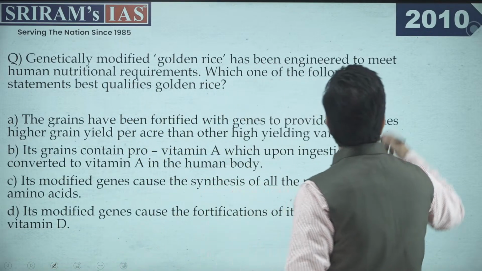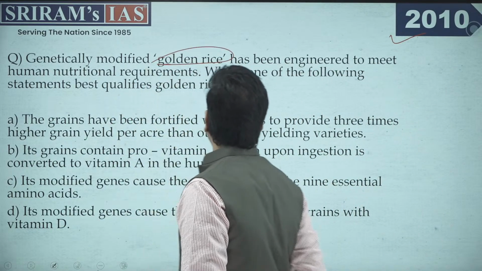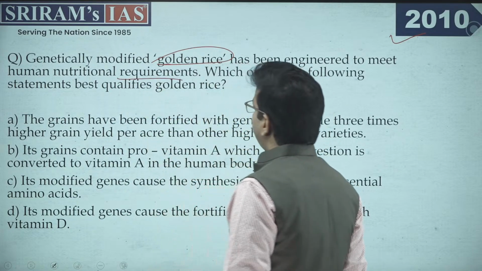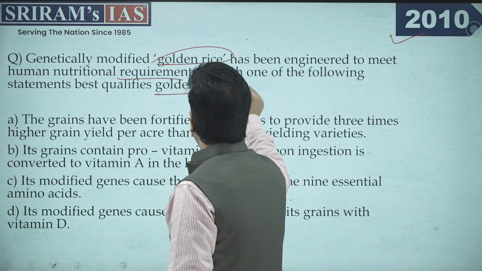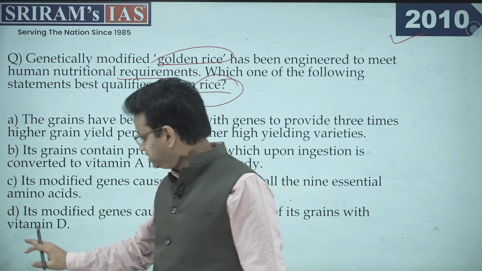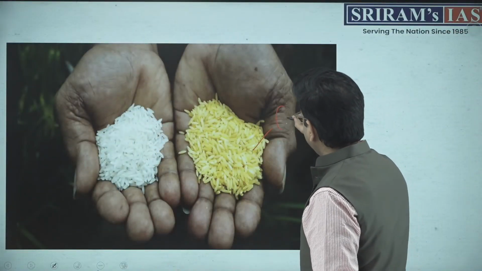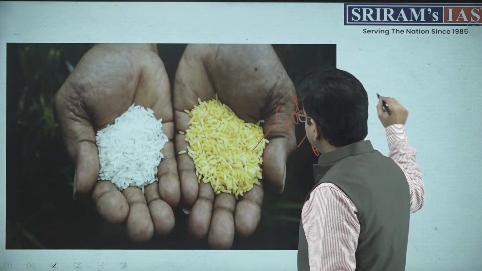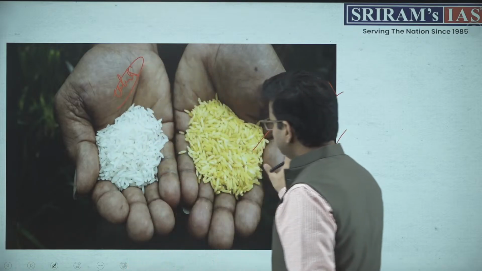Now we are coming to the other question from 2010. Genetically modified golden rice. Golden rice has been engineered to meet human nutritional requirements. Which of the following statements best qualifies the golden rice? Now why, and what was the purpose and rationale for the government to come up with golden rice? First I will show you an image that will give you clarity. You can see this is the golden rice, right? And this is normal white rice. So you can see the difference in the images.